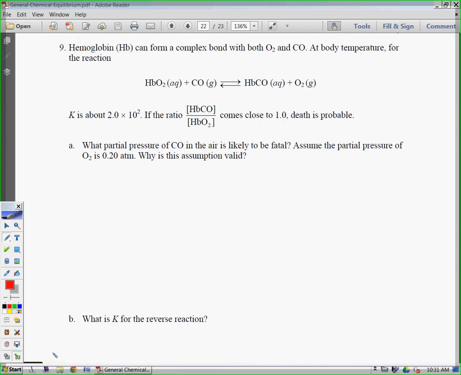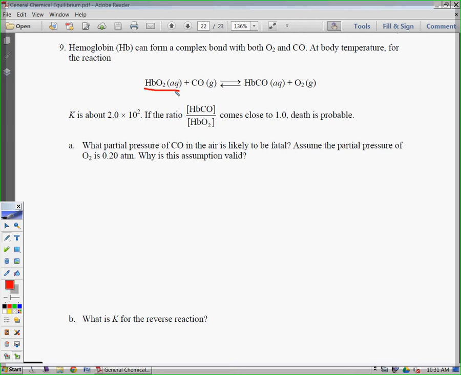Number 9 is about the same problem that was in the video. Deal with carbon monoxide attaching to hemoglobin. Normally, hemoglobin makes oxyhemoglobin, but in this case, it makes carboxyhemoglobin, which is really, really bad. You wouldn't be able to carry oxygen to your cells in the body if your red blood cells were saturated with carboxyhemoglobin.